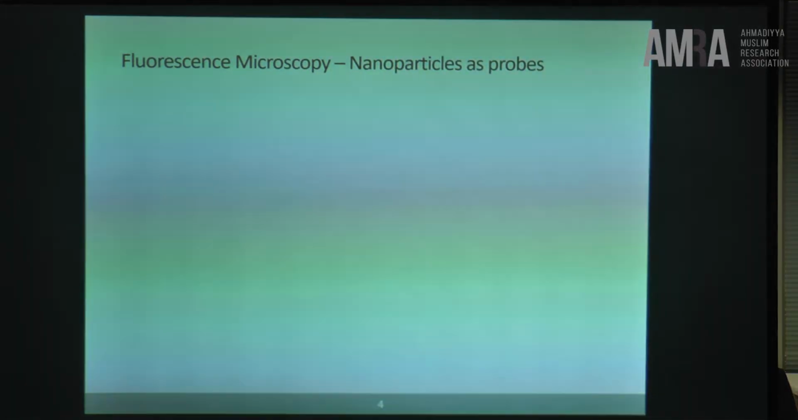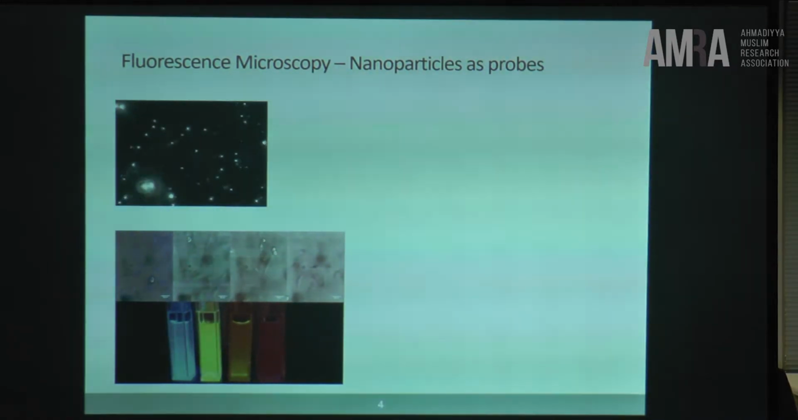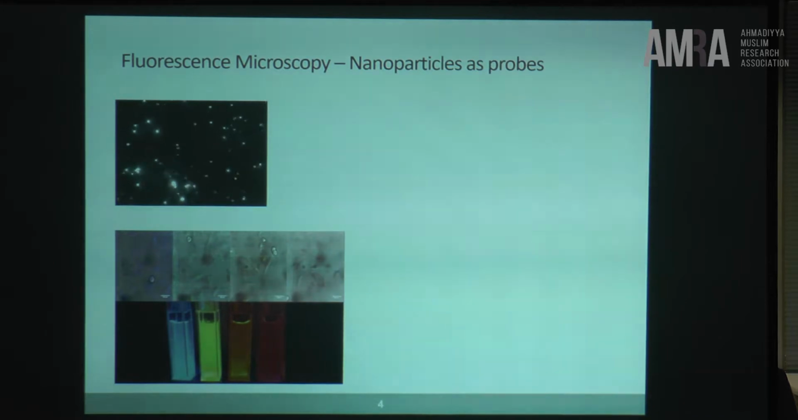Here's a little video of the nanoparticles under a camera. These are being imaged onto a CMOS camera. In the bottom image, you see that when irradiated with a source of light, they're all fluorescent at different wavelengths. You've got blue, yellow, orange, and red. On the top, you can see that all of them have been taken up by HeLa cells. So you've got a range of wavelengths.